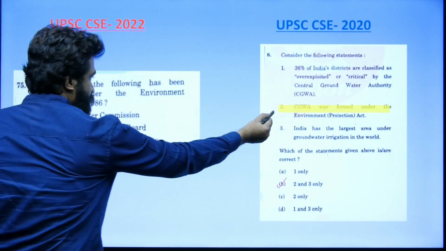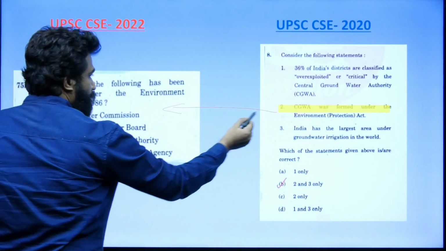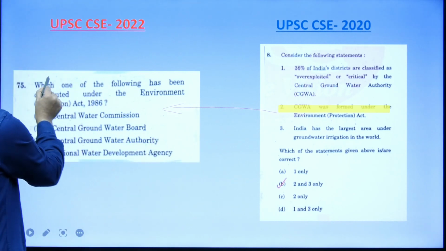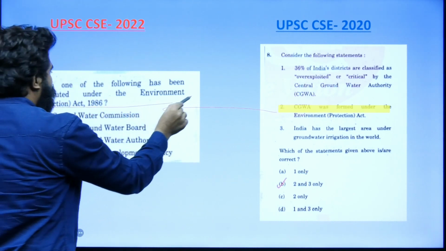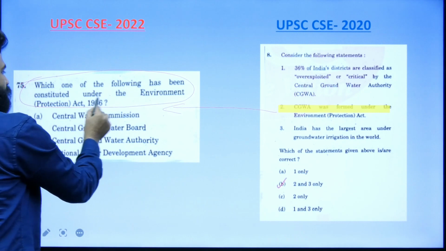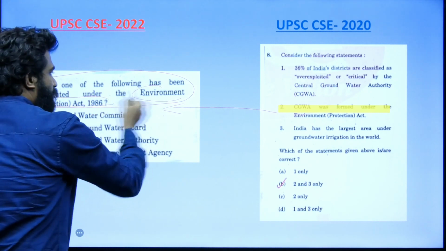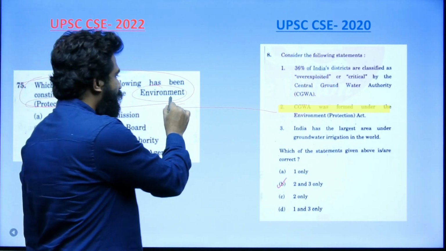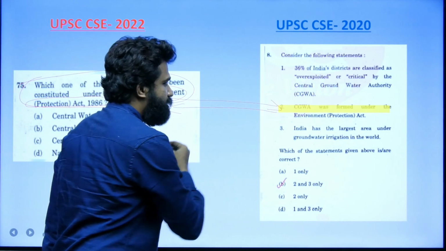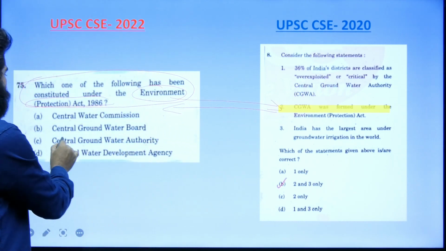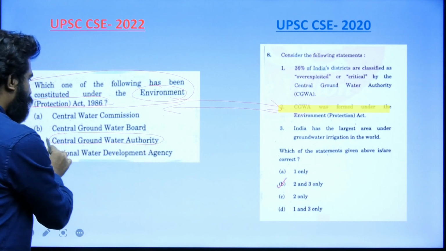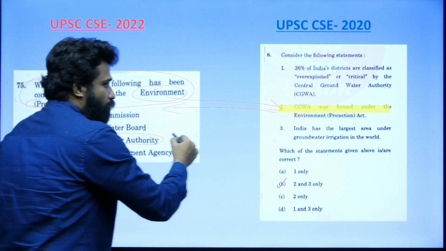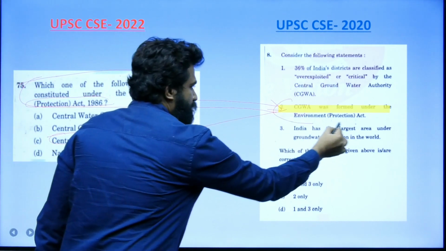I am drawing a line here for your convenience. Which one of the following has been constituted under the 1986 Environmental Protection Act? This is actually a question which is asked in the statement here. This is Central Groundwater Authority. This is a question statement.